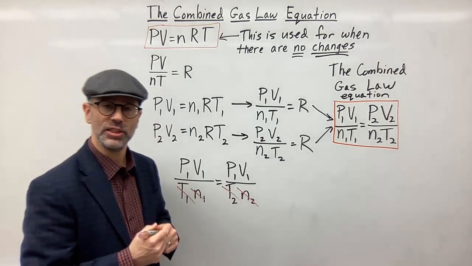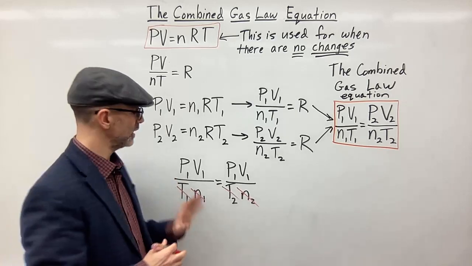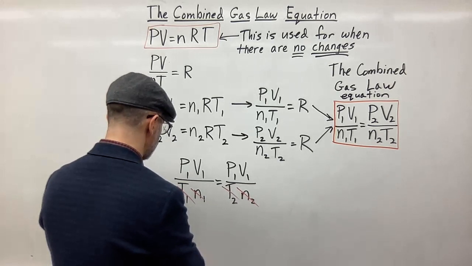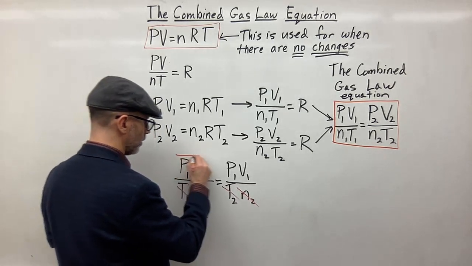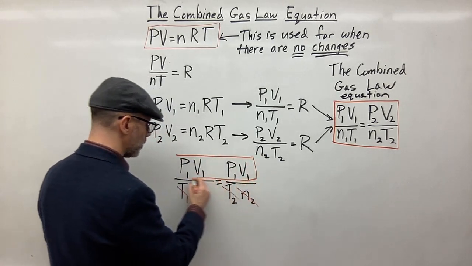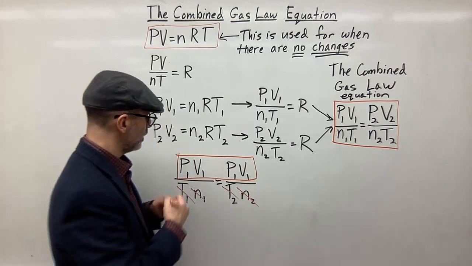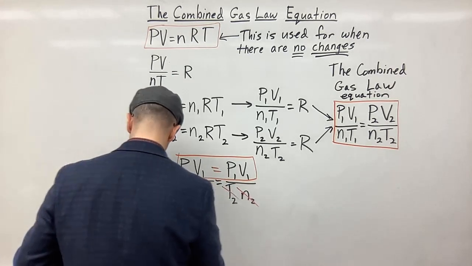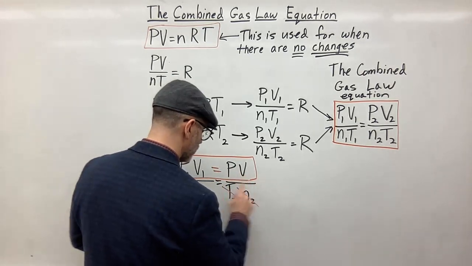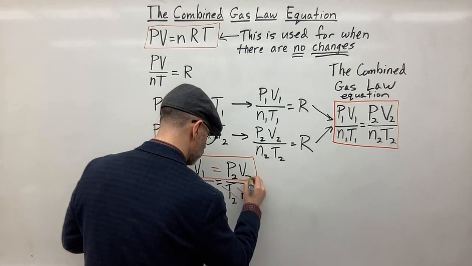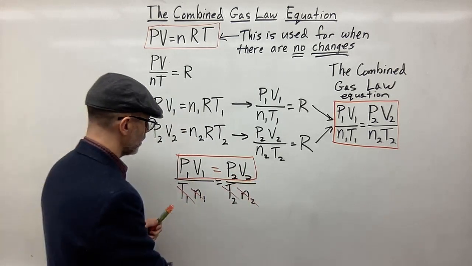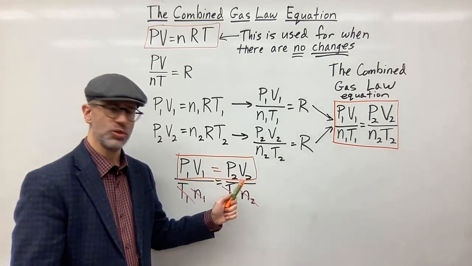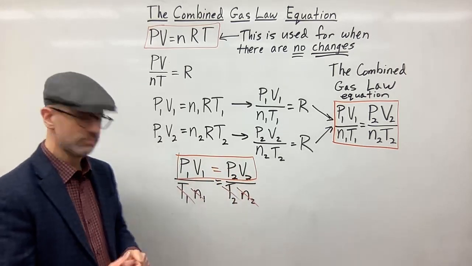Anything that is not mentioned or that is said to be constant is eliminated. So in this case, what's left? I have this left. P1 V1 is equal to P2 V2. Those should be 2s, not 1s. So P1 V1 is equal to P2 V2. This is Boyle's law.